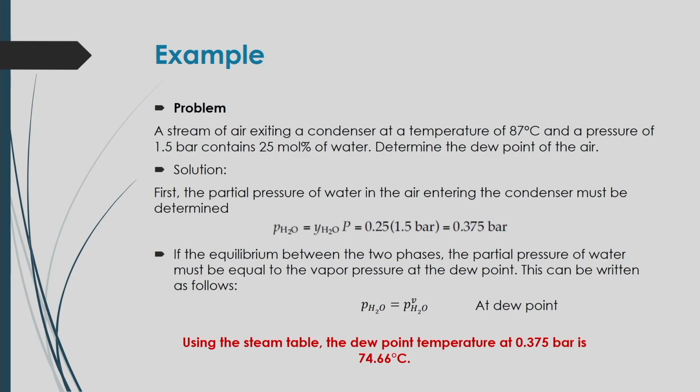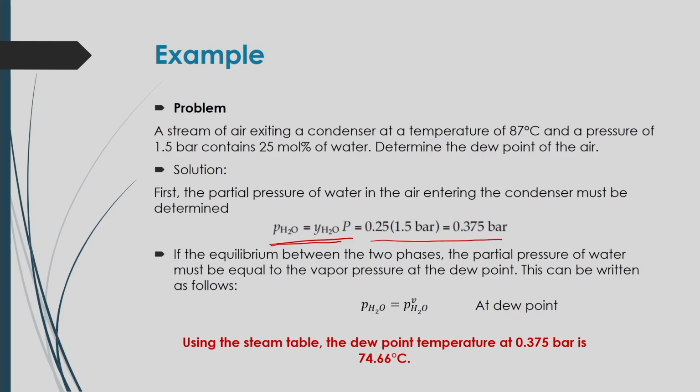Now, in this case you have to first calculate the partial pressure of the water in the air entering the condenser, and it can be calculated either by Raoult's law or simply by Dalton's law. The partial pressure will be equal to the mole fraction of the component times its total pressure, so it comes to 0.375 bar.